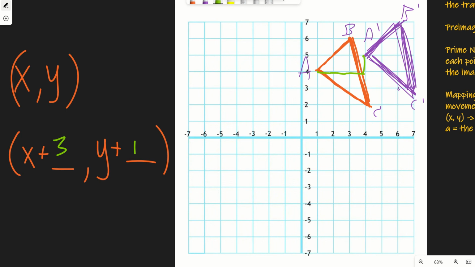And then on these two shapes, are my lengths the same? They are. Are my angles the same? They are. We're not getting into rotating yet. We're not getting into any of that. Currently, we are just going here.